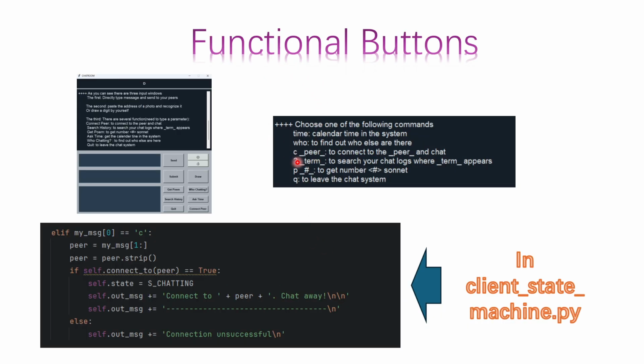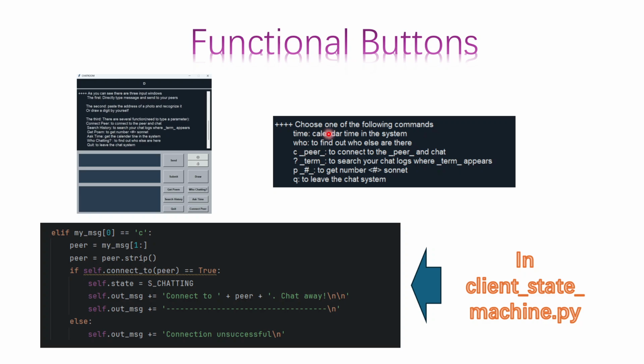For the functional buttons, all these 6 functional buttons have the same logic behind, so I will just pick the connect peer functional button and explain it as an example. Let's see how the function is realized in the original version. This is the instruction of the original version.